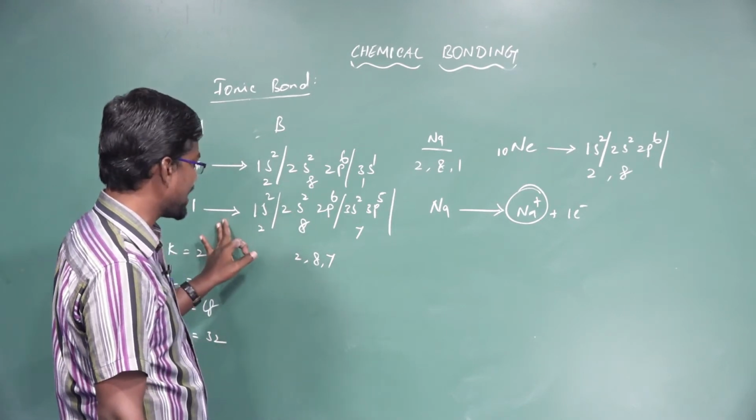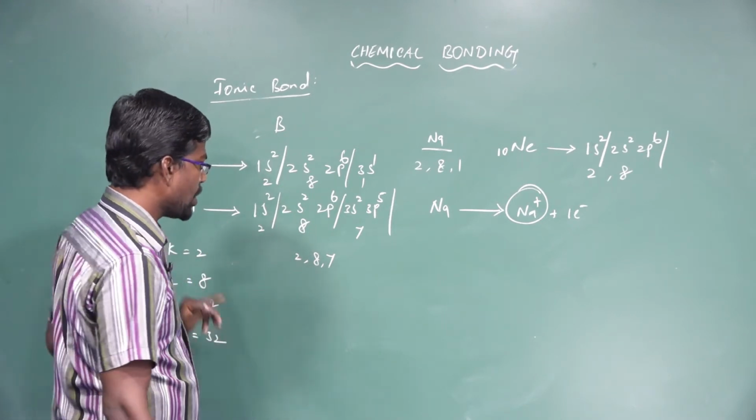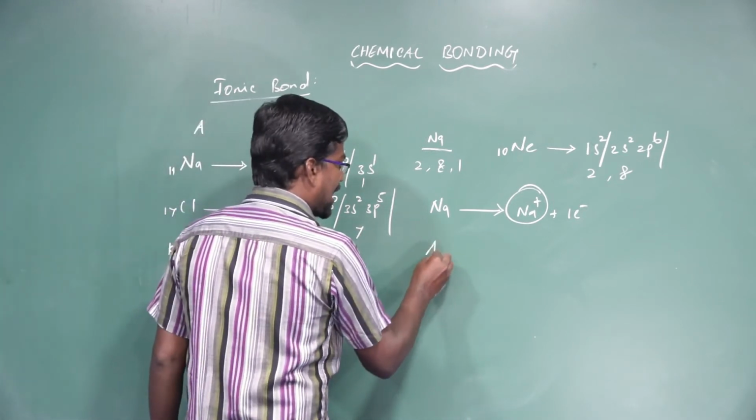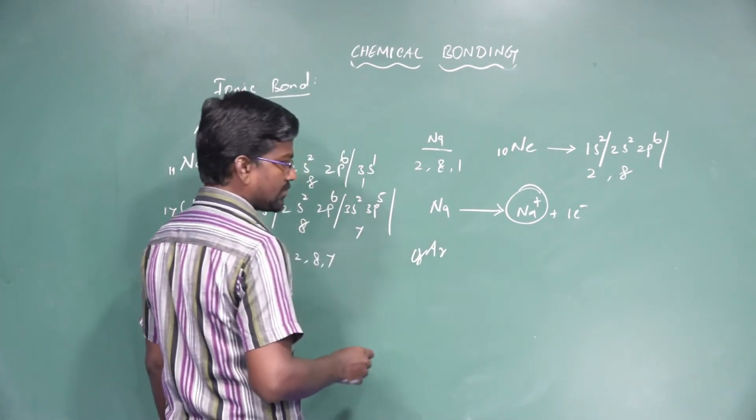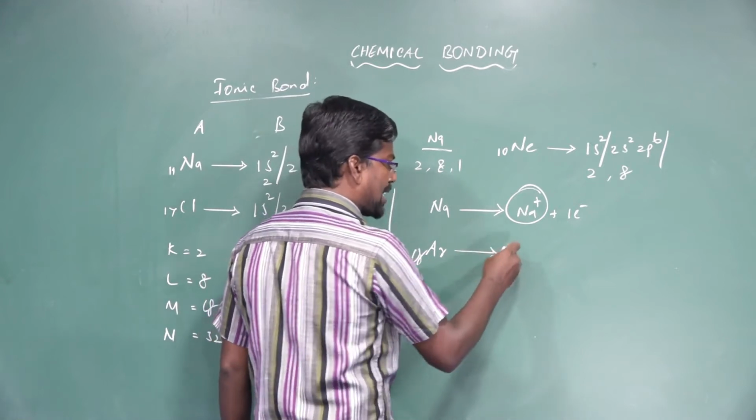The electron configuration of chlorine is 2, 8, 7. Argon has atomic number 18. What is the electron configuration of argon?